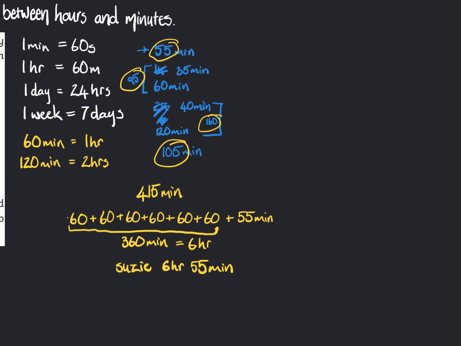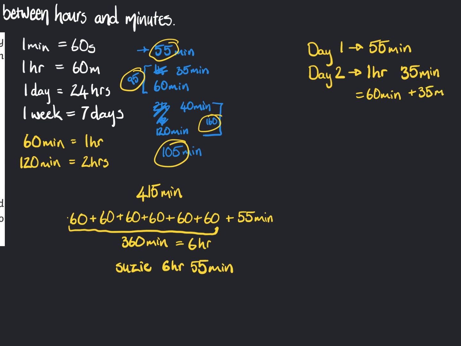But these calculations do look rather ugly, so I'm going to redo them over here so that they don't. This would be how you would show it in some kind of assessment. You'd start by saying day 1 is 55 minutes, then day 2, and this is where it gets exciting, you say that it's 1 hour and 35 minutes, which is the same as 60 minutes plus 35 minutes, which is the same as 95 minutes. So you can see how I'm guiding the marker or whoever's reading my work by explaining exactly what's happening.